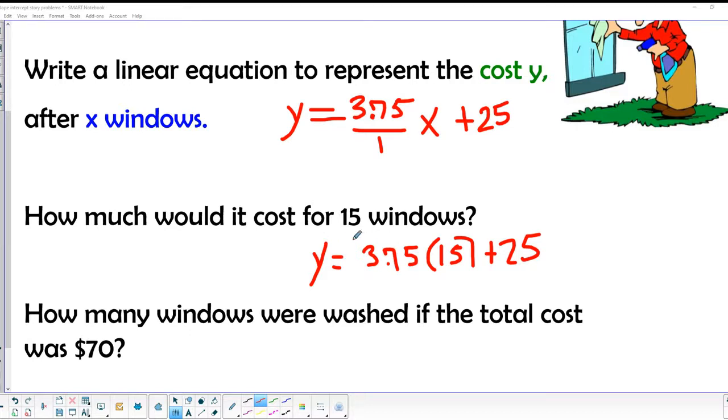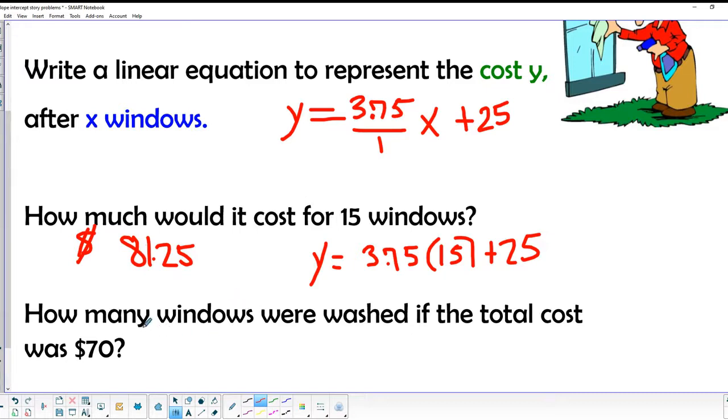So on our first particular problem, it's going to cost us $81.25 if we get 15 windows washed. So that's a pretty good chunk of money, isn't it?